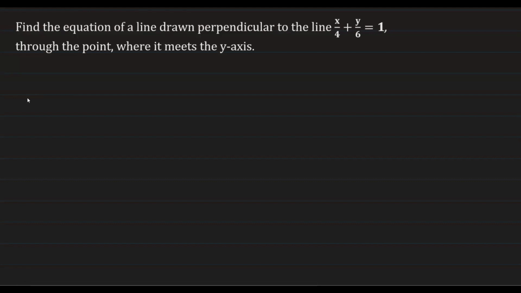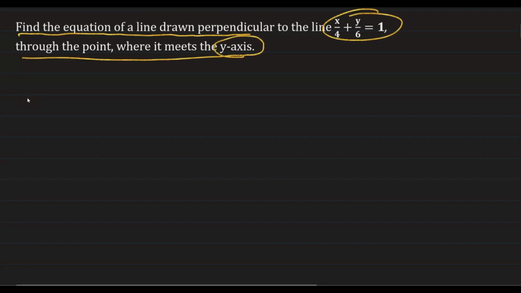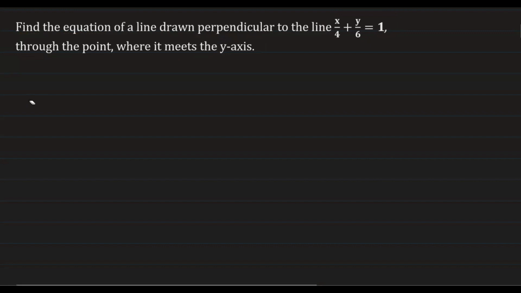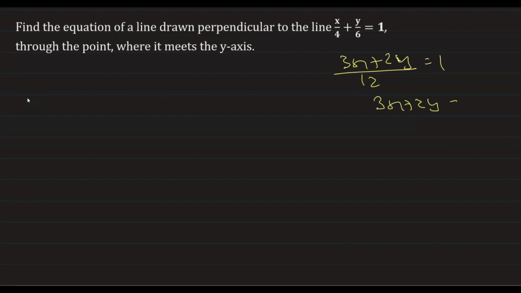In the next question, we have to find the equation of a line drawn perpendicular to this line and through the point where it meets the y-axis. The first thing that we can do is write this equation in the standard form. If I take the LCM, it is going to be 12. So this is 3 times x, and 2 times y is equal to 1 over 12, and this is 3x plus 2y equals 12.